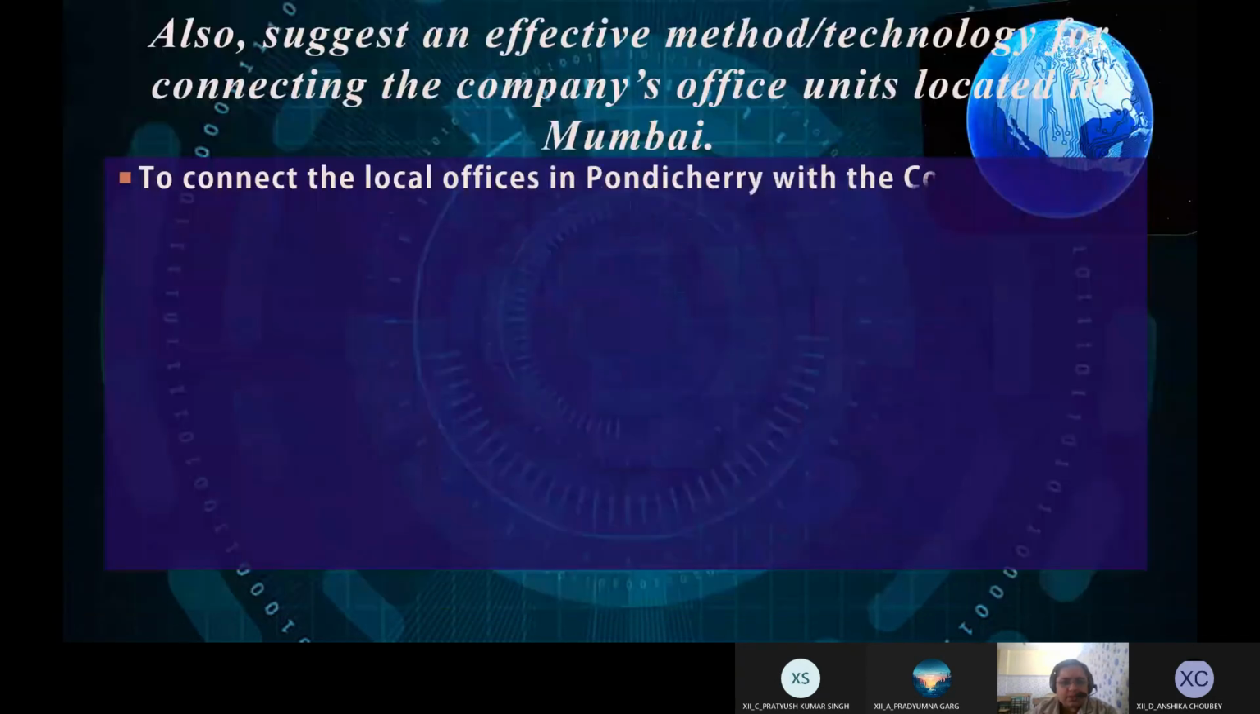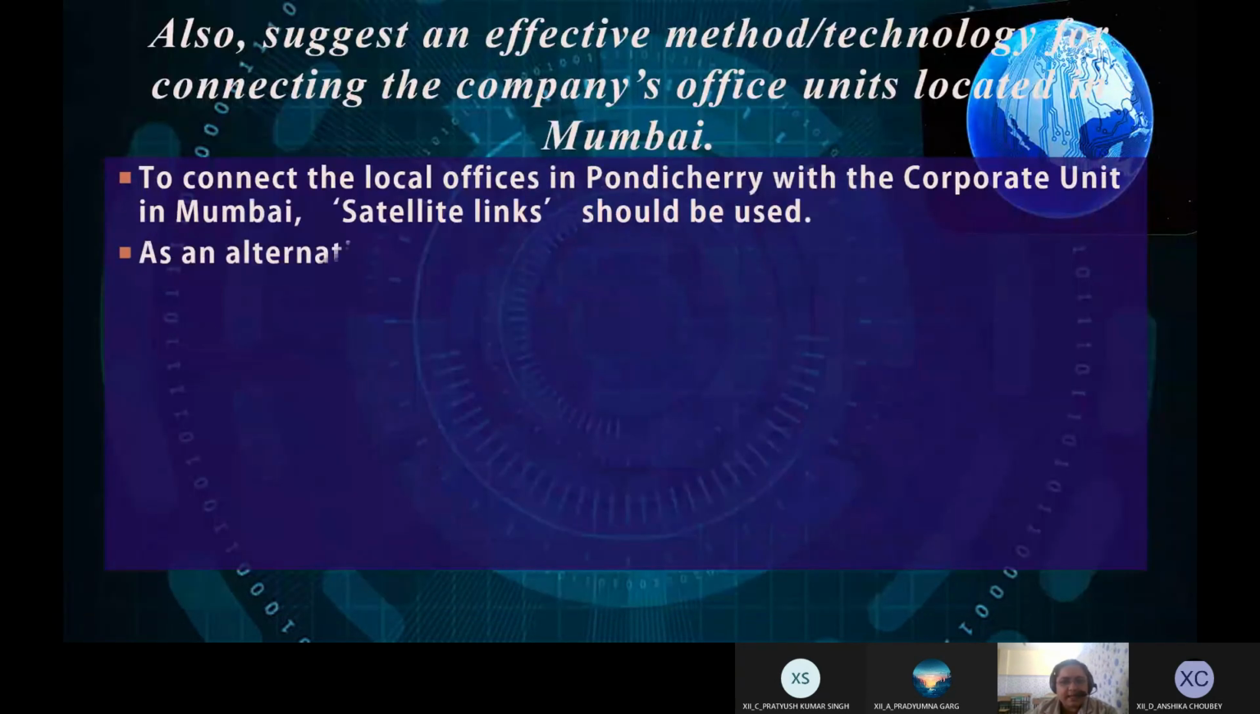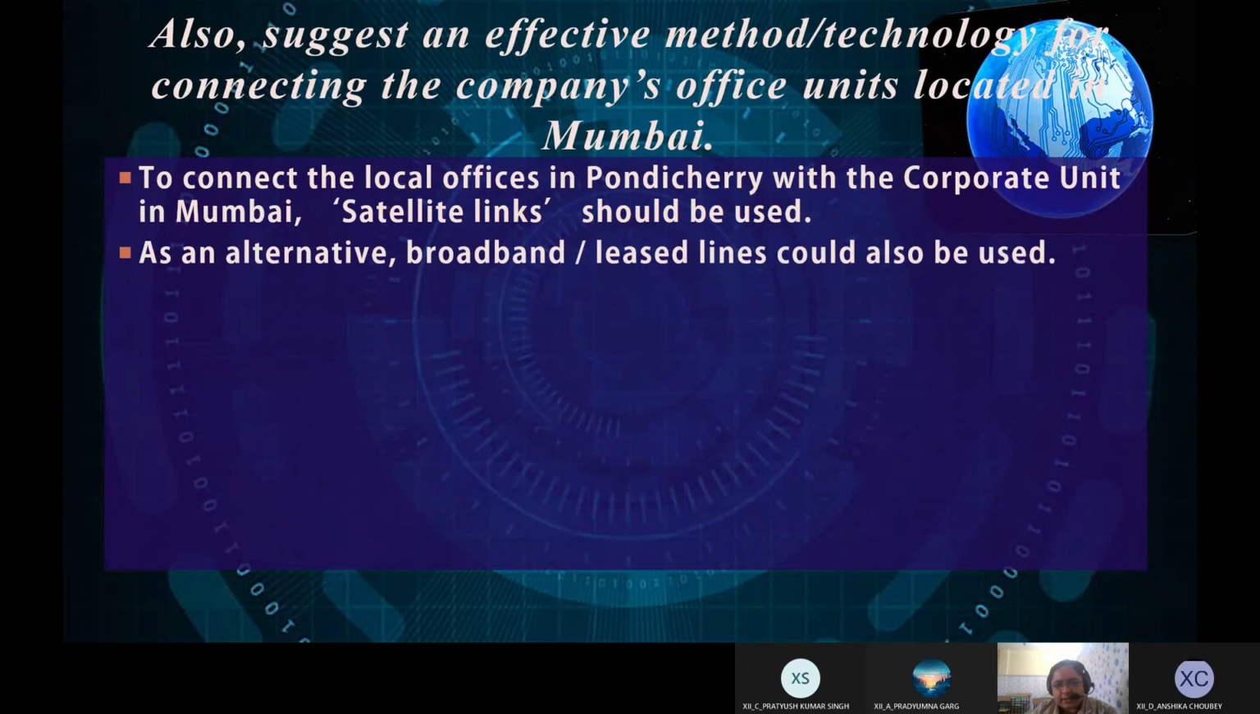So to connect the local offices, satellite link should be used. As an alternative, broadband or lease lines could also be used. So this is the answer which you can give. And you can also give the reason.